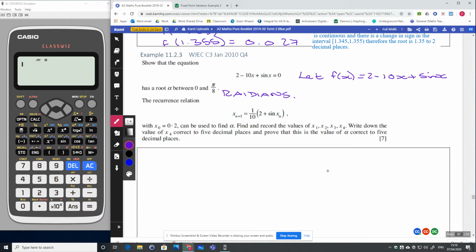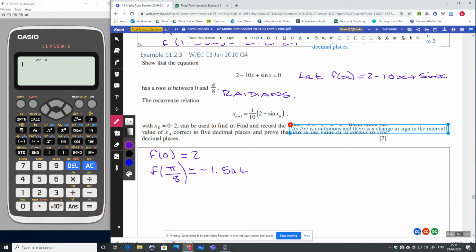Now it's easier to spot here because I've got pi over 8, but in an exam question where the interval was say 0 to 0.3, you wouldn't necessarily spot it, apart from just thinking that that range is a little bit small maybe. So to do this question, we're going to do f of 0 is equal to 2. F of pi over 8 is equal to, I'm assuming that you can plug that into your calculators, so we've got that, and we are going to go with our conclusion.